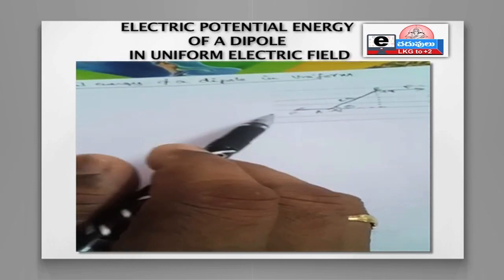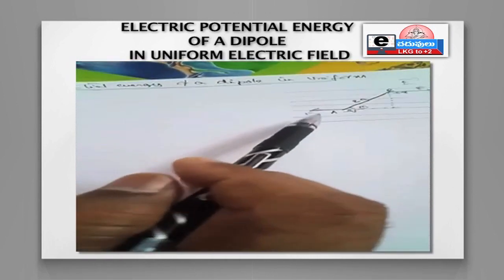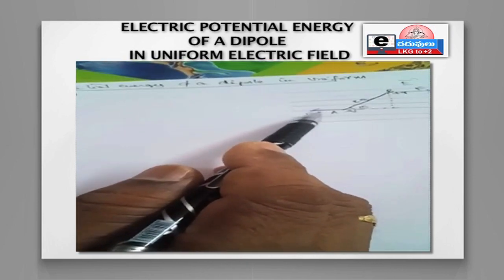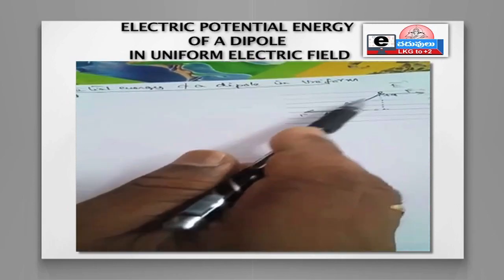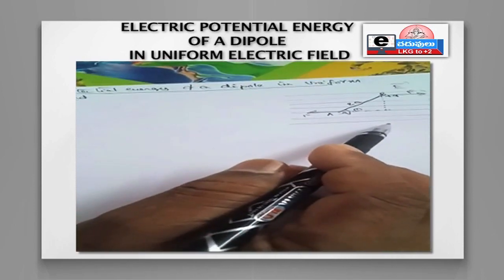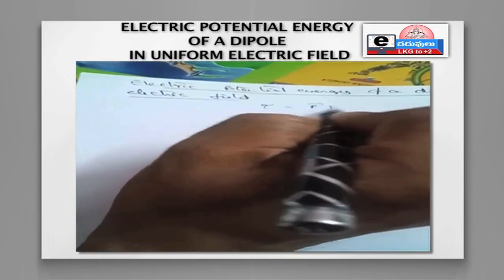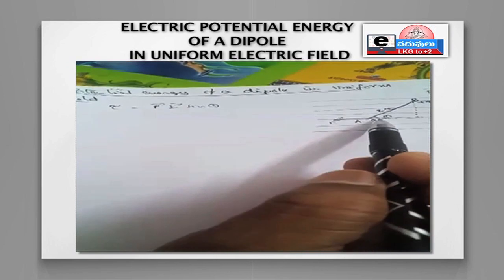AB is a dipole placed in a uniform electric field of strength E. The negative charge, minus Q, is here and plus Q is there. The negative charge experiences a force in this direction, and the positive charge experiences a force in the other direction. These two equal and opposite forces make the dipole rotate. The torque we have studied already is equal to PE sin theta, where theta is the angle between the electric field and the orientation of the dipole in that electric field.